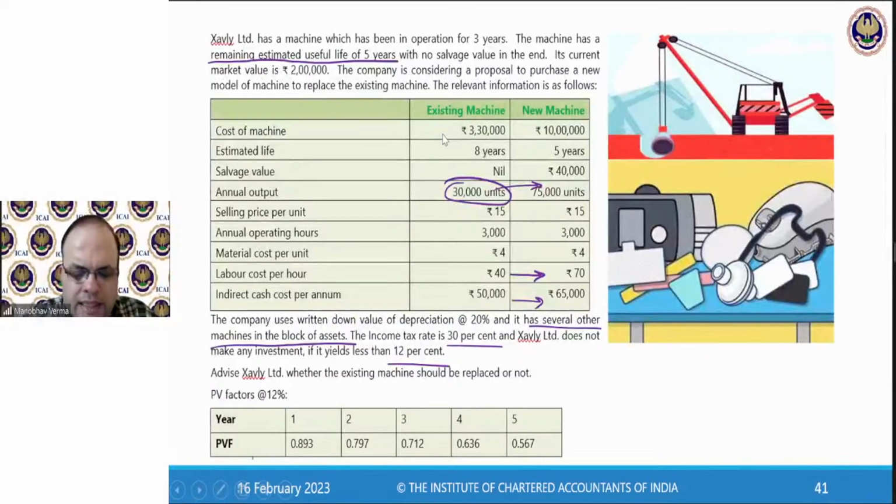Jyoti, Alok, everyone says 10 lakhs. Guys, just to remind you, when we're saying net initial cash outflow, concentrate on the word net. If you are purchasing a new machine, are you selling the existing machine also? So probably my net initial investment seems to be 10 lakhs minus 2 lakhs, right?